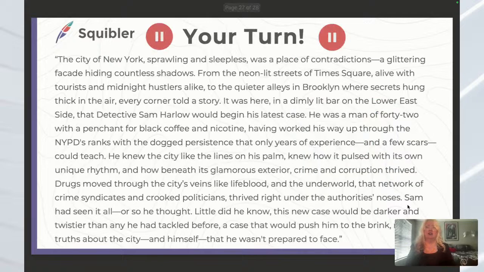So this would be a good point to pause and read this terrible long paragraph about Detective Sam Harlow living in New York City. See what you can eliminate. See what you can maybe turn into dialogue with characters talking, because it's just got way too much exposition, and this would bore your reader if they were reading it.